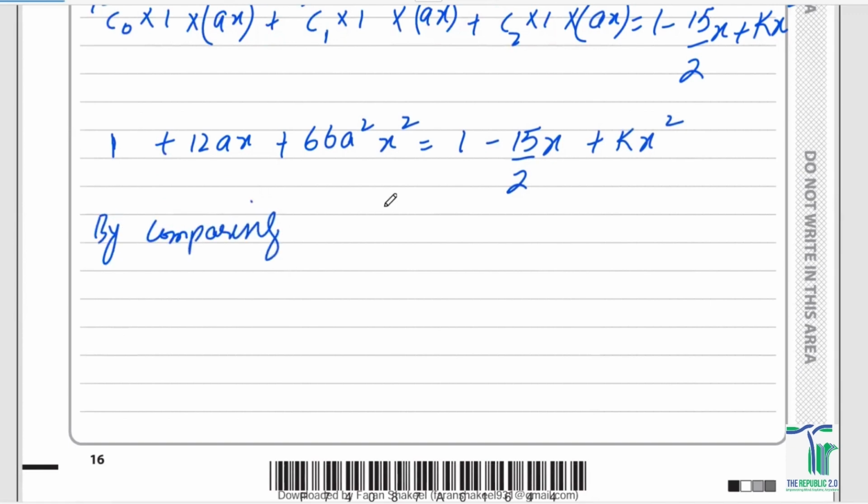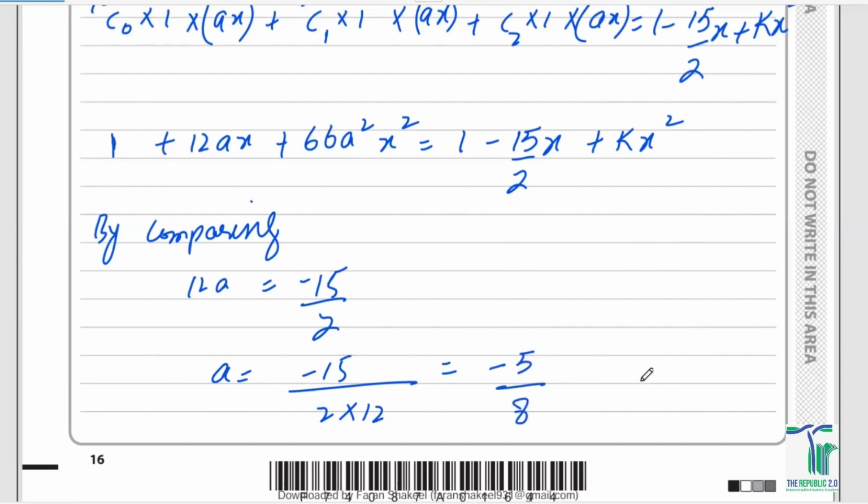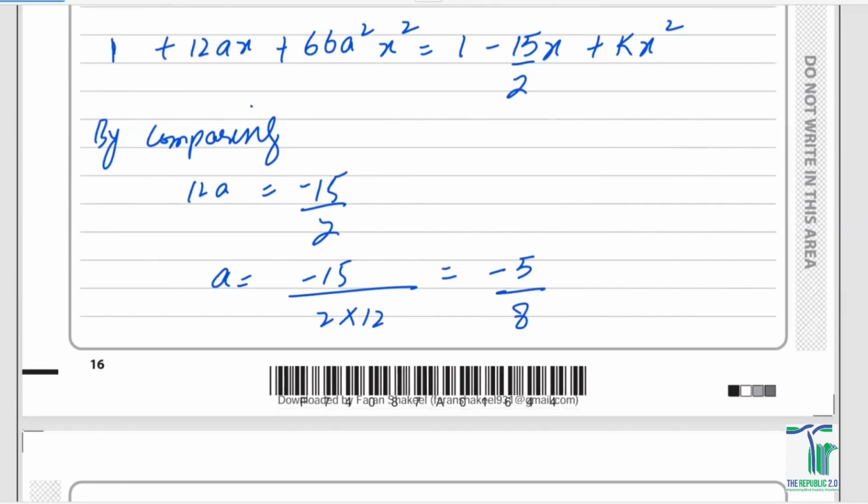By comparing the coefficients of x on both sides, I would have 12a equals negative 15 divided by 2. And that's going to give me a equals negative 15 divided by 2 times 12, which at the end of the day is going to give me minus 5 upon 8.